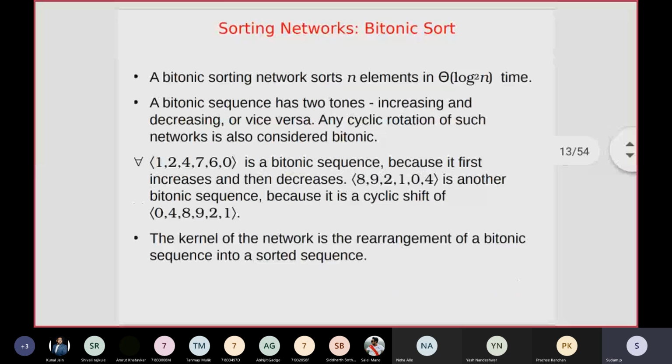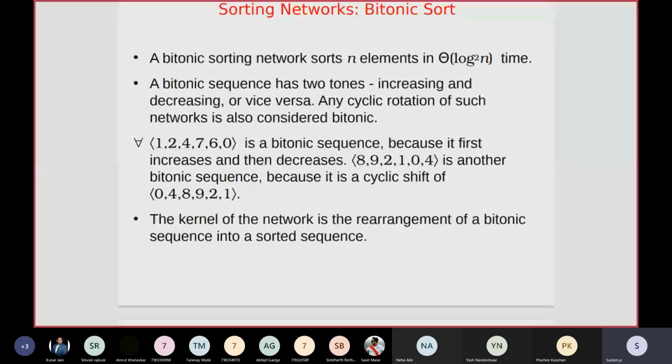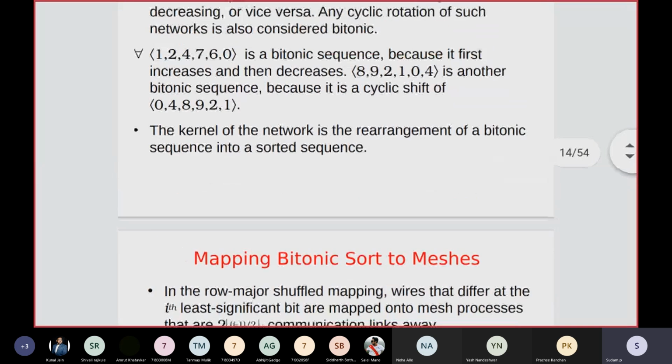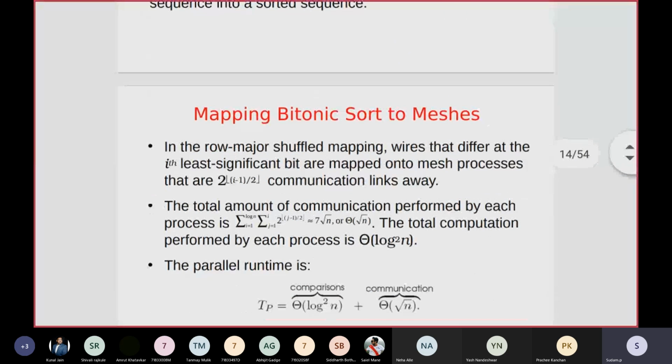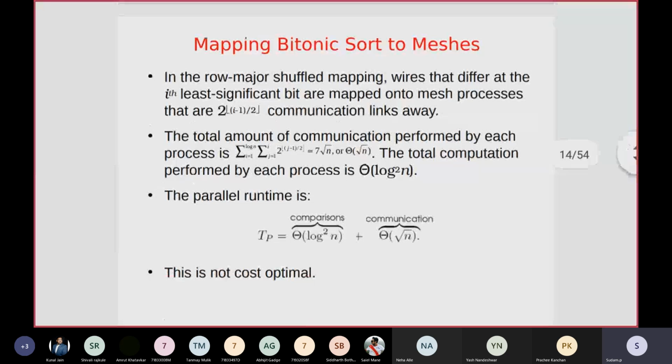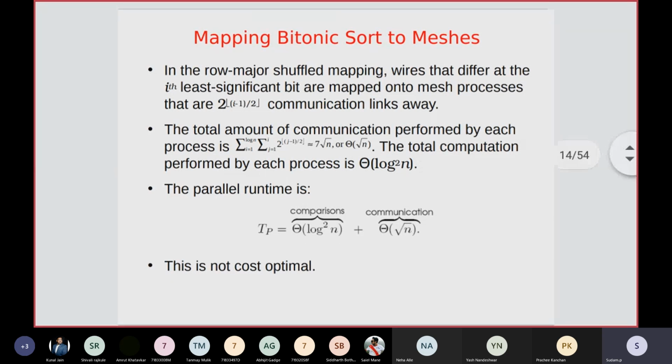What is Bitonic sort? You have to explain it with a suitable example, and you should know its time complexity also. That is theta of log square n. Then mapping Bitonic sort to meshes, and what its parallel runtime will be, we should know that also. Which one is not cost optimal.